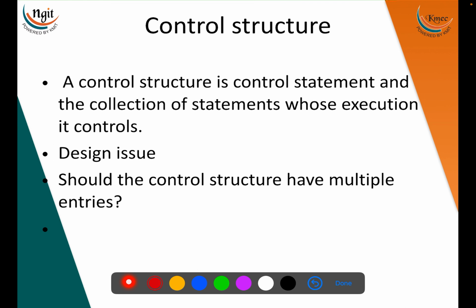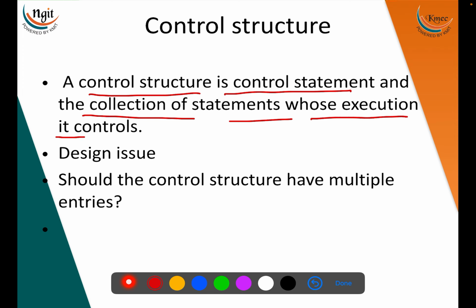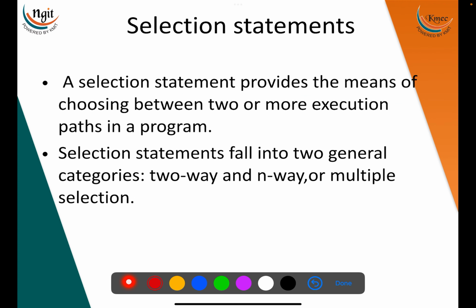So what is a control structure? A control structure is a control statement and the collection of statements whose execution it controls. We have only one design issue, which is should the control structure have multiple entries in the program or not. Now we'll see how control is given to the program through a control structure. There are particular statements: selection statements, unconditional statements, and conditional statements. Let's learn about the same.